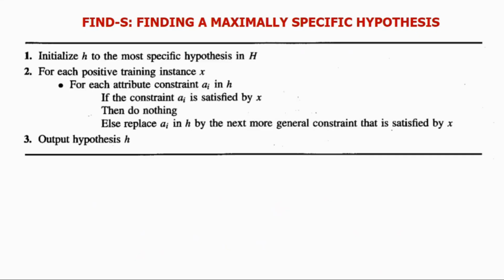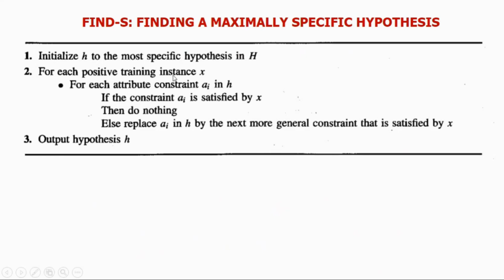In order to search for the best fit hypothesis, two algorithms are recommended. One is the Find-S algorithm. The Find-S algorithm is for finding a maximally specific hypothesis. The algorithm states we have to initialize h to the most specific hypothesis, that means all 5 values.